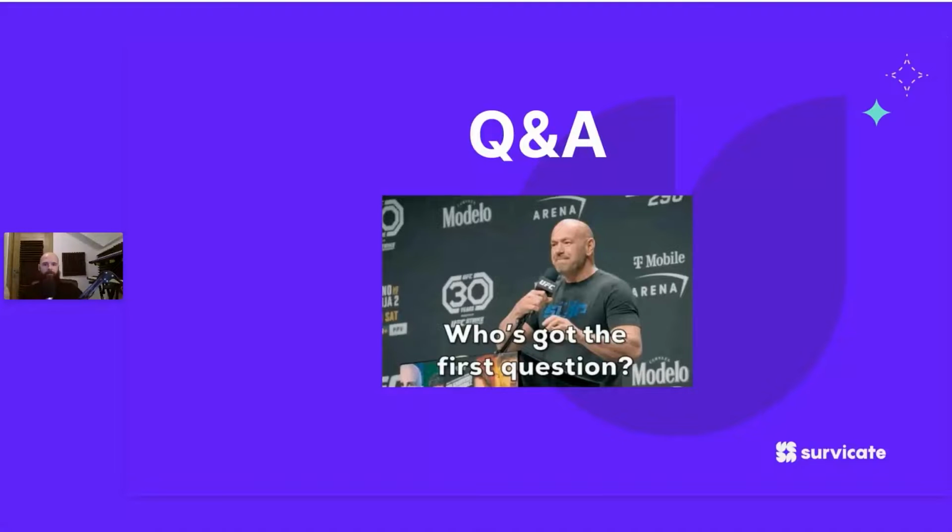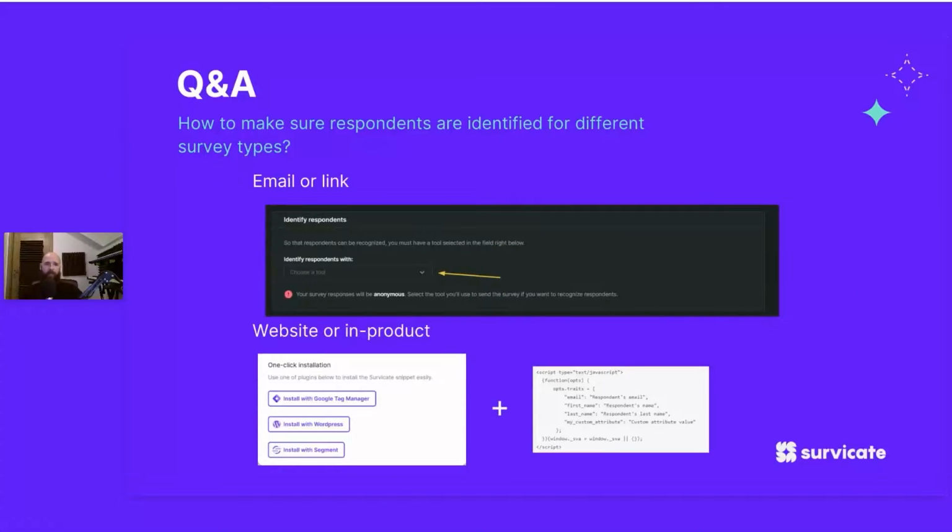Now, what I want to do is take care of the questions that were asked by customers during the webinar registration process. If you remember, there was an area there to write in your questions. Since there were quite a few questions, in fact, some really neat ones, let's try to answer as many as we can right now within the time limit. So the first one is from Roberto, and his question was, how to make sure respondents are identified for various survey types.